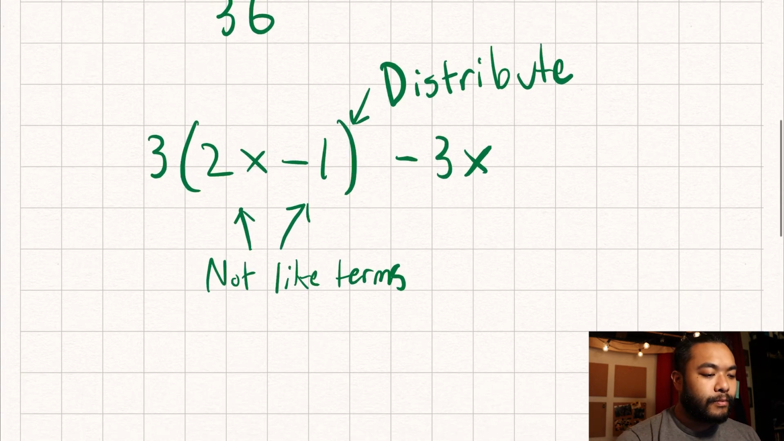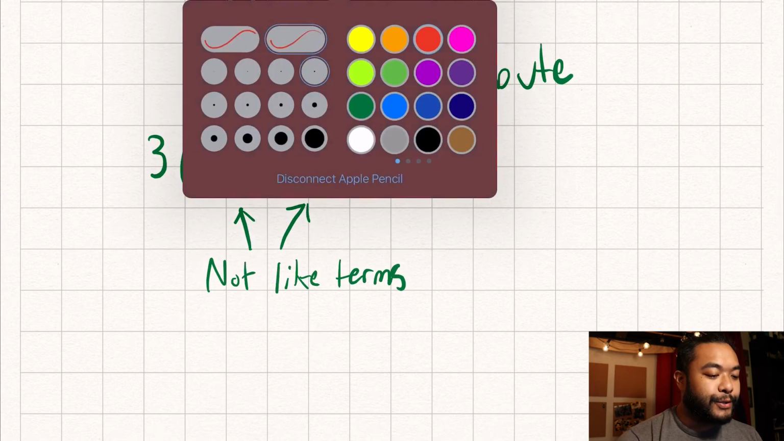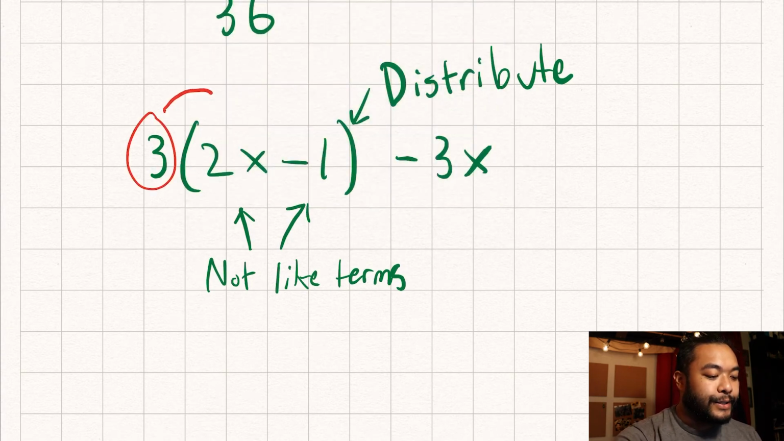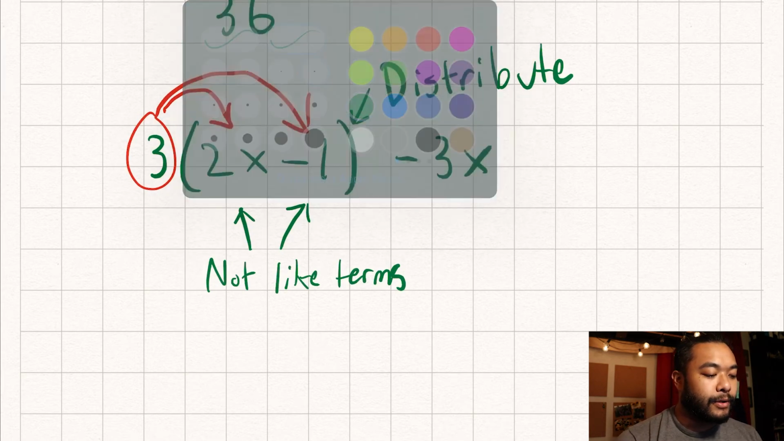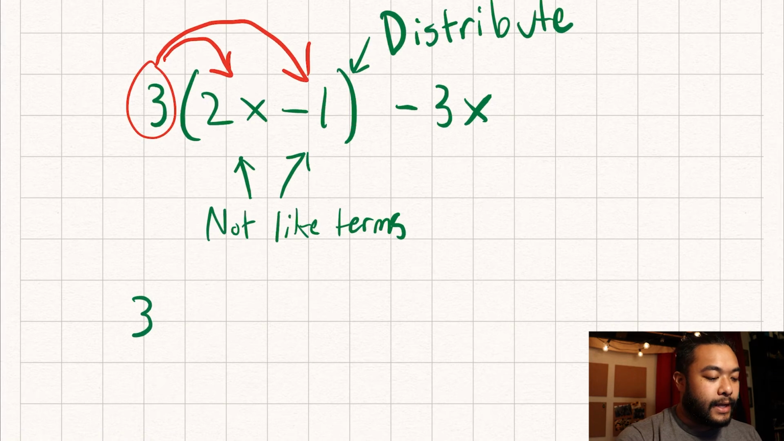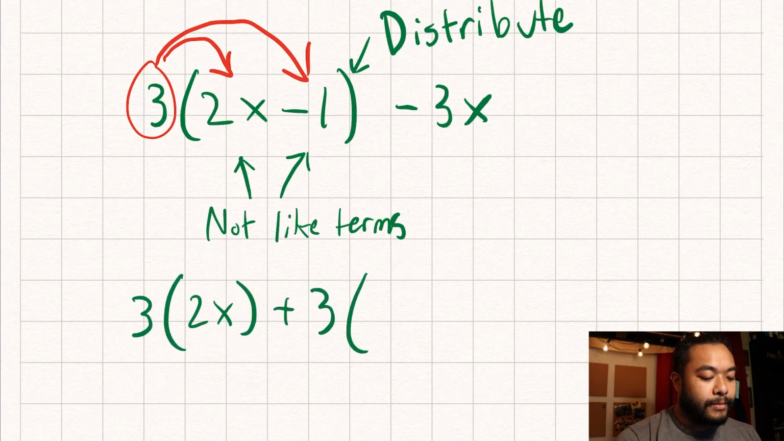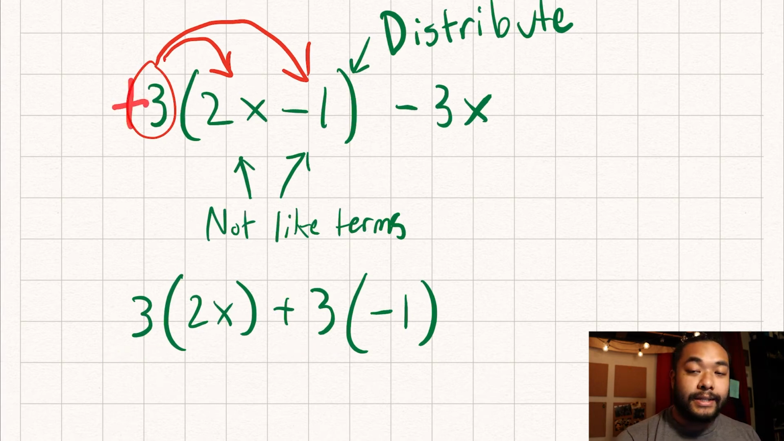What do? Same thing as before. The distribution is I take 3 and I distribute it to 2x, and I distribute it to negative 1. And that's going to end up looking like 3 times 2x plus 3 times negative 1. And notice I wrote 3 here, positive 3 here, and I also wrote positive 3 here. I think that's helpful because this is a positive 3 out front here, and I'm multiplying it by negative 1. I'm not doing it the other way around of minus 3 times positive 1.